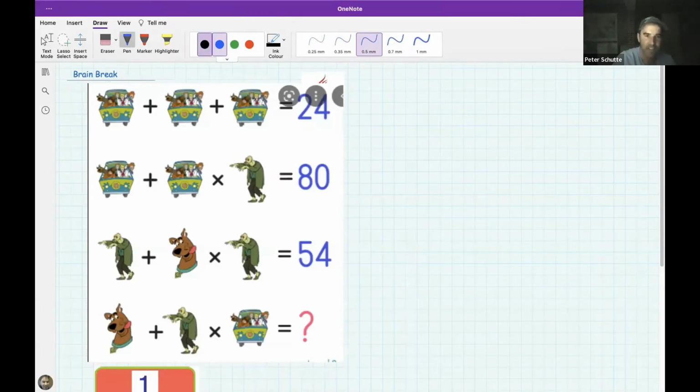So 888. I can see that the magical mystery van is 8. Who's the shining zombie today? Apparently it is 9. So 8 times 9 is 72, plus 8. I agree.